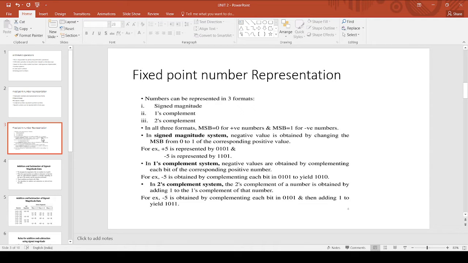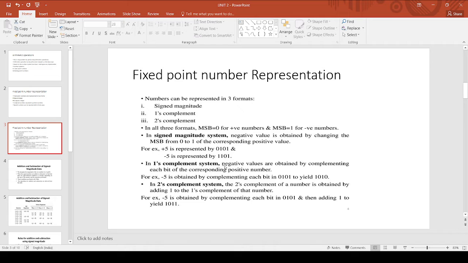In the signed magnitude system, a negative value is obtained by changing the most significant bit from 0 to 1 of the corresponding positive value. For example, consider the positive number 5. In binary form it is represented as 101. To represent it as a positive number, the most significant bit is 0. To get the value for negative 5, the most significant bit is changed from 0 to 1.